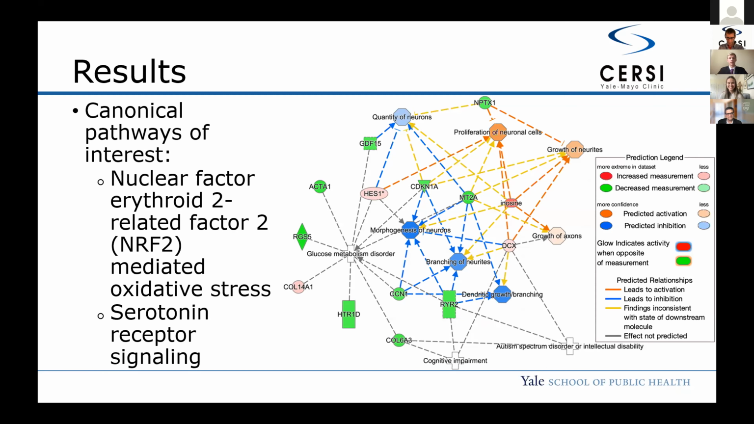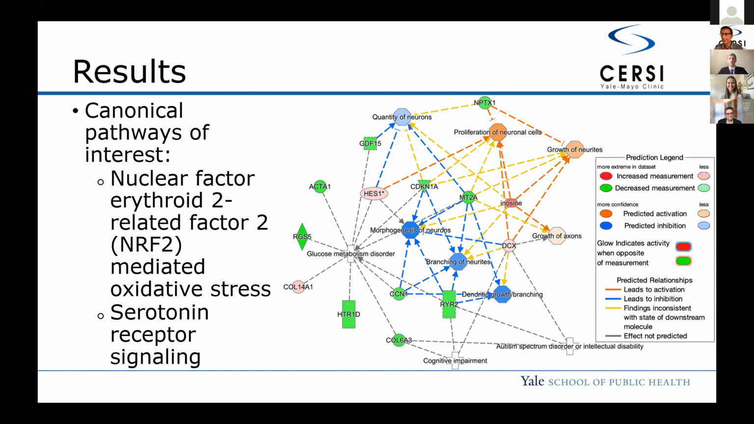What's really exciting is when we use IPA to combine and build on top of our RNA-seq and metabolomics data set, we can see that there are certain functions where they are predicted to be inhibited, as shown by the blue octagons, such as morphogenesis of neurons, branching of neurites, dendritic growth or branching, and quantity of neurons. Alternatively, this tool also allows us to predict activation of certain processes, which appear as the orange octagons in this figure, and include proliferation of neural cells, growth of neurites, and growth of axons.